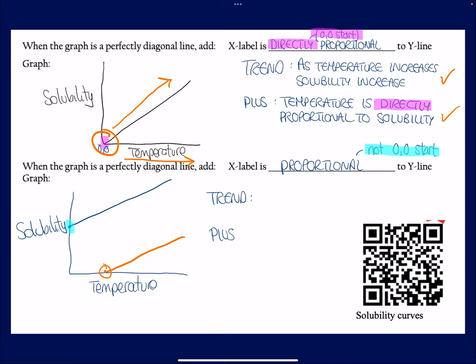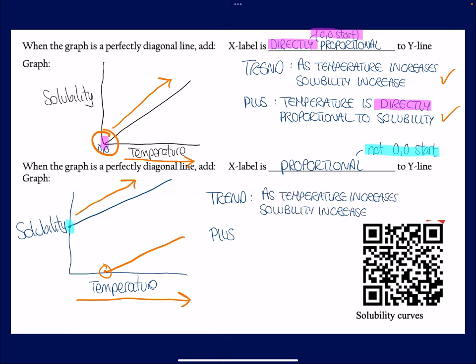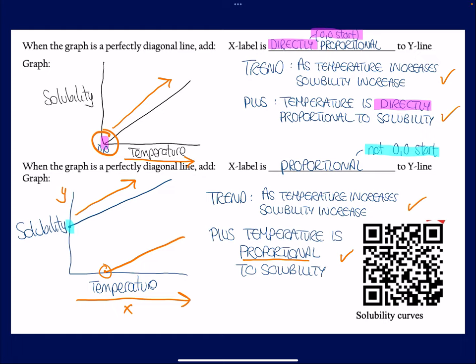Still diagonal line, so our trend still remains the same. As temperature increases, the solubility is increasing, so that still holds. And now we have this extra thing that we can say: temperature is proportional to solubility. And again, that will be a tick and a tick if in an exam. Okay, so our X is always increasing, and this is our X and this is our Y, and it's what's the line doing for Y.